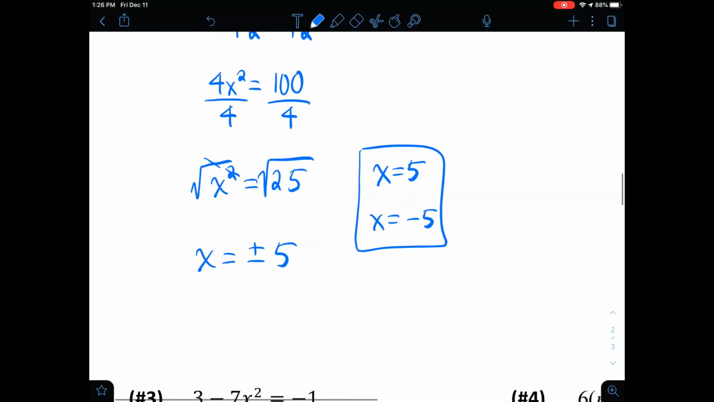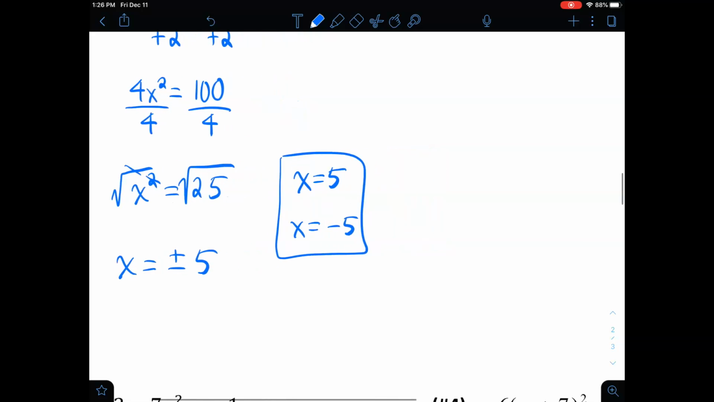Okay, so when you have something like x squared equals 25 and you take the square root, you need to include the plus or minus because there's two answers that are going to work. Because both 5 squared and negative 5 squared is going to give you 25. When you take the square root of something on your calculator, it's only going to indicate the positive answer. So we need to make sure we do both.